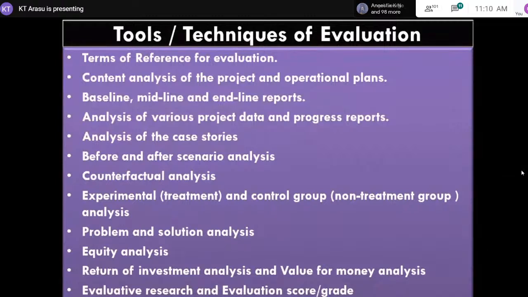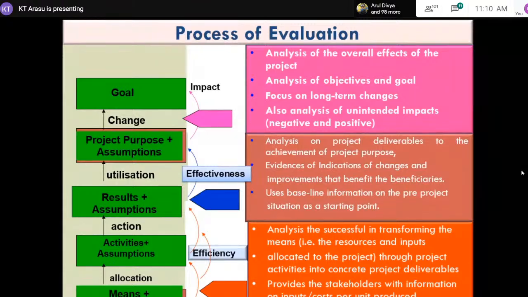Then another is evaluation scoring. Some of the agencies like European Commission, DFID, UNDP have an evaluation grade for appraising the project as well as evaluating the project. On what basis do they evaluate, some scoring also. Sometimes, as I told you, A, B scoring. Now the process of evaluation. This is the diagram which I have drawn from Professor Rangaswamy, and I have fine-tuned it a little bit. So this is the process of evaluation.